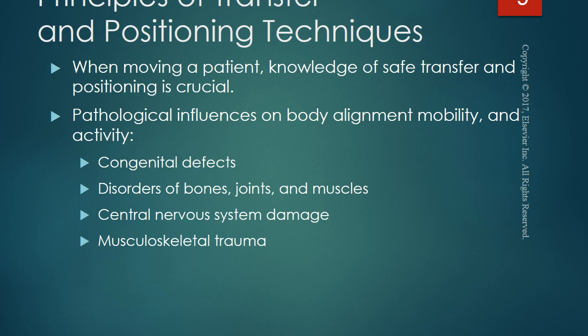One of the major examples I can think of is scoliosis. This is a structural curvature of the spine associated with vertebral rotation. Osteoporosis, osteomalacia, inflammatory joint disease, and articular disruptions are all examples of disorders of bone, joint, and muscles. Damage to any part of the central nervous system that regulates voluntary movement causes impaired body alignment and immobility. Musculoskeletal trauma often results in bruises, contusions, sprains, strains, and fractures.